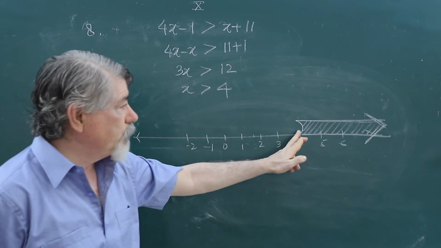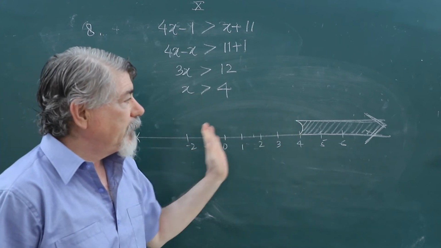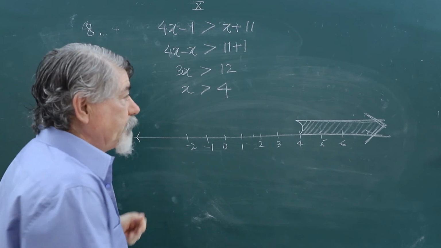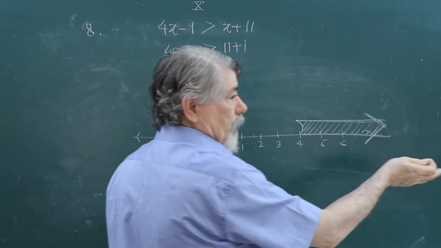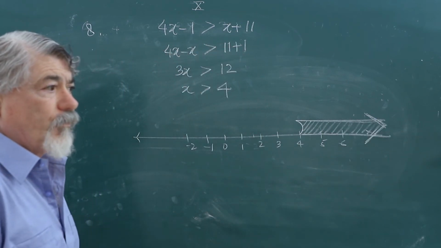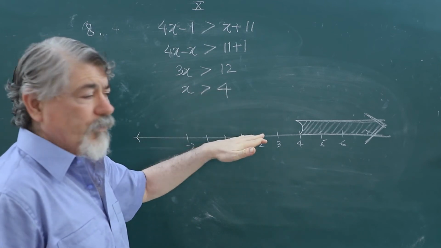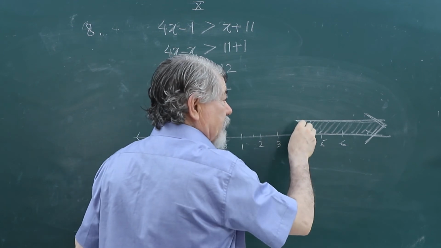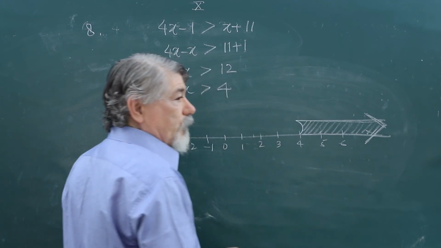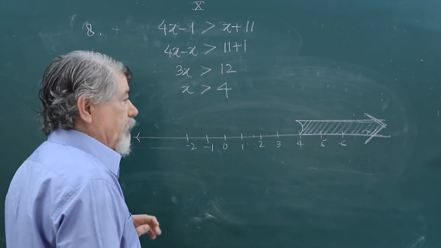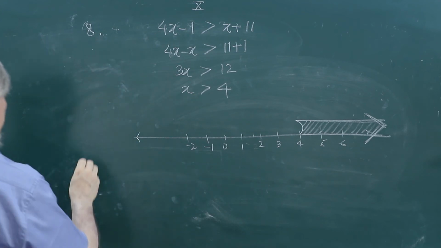It is not equal to, that is why there is no straight line here. It is greater than all the values which are on the right side of 4, not including 4, because x is greater than 4. So 4 is not included, that is why there is no straight line. If 4 was included, then a straight line would have been included. Now, 9th question.